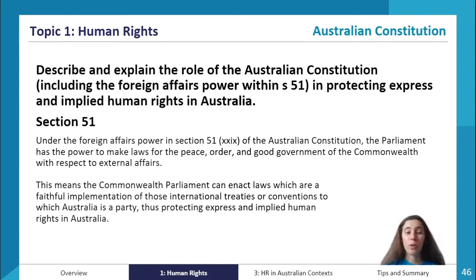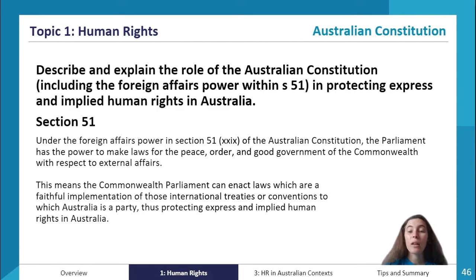So section 51, under the foreign affairs power in this section of the Australian Constitution, the Parliament has the power to make laws for the peace, order and good government of the Commonwealth with respect to external affairs. So this idea of foreign affairs power means that the Commonwealth can enact laws which are a faithful implementation of those international treaties or conventions that Australia is party to. And so that means that it's protecting express and implied human rights in Australia.